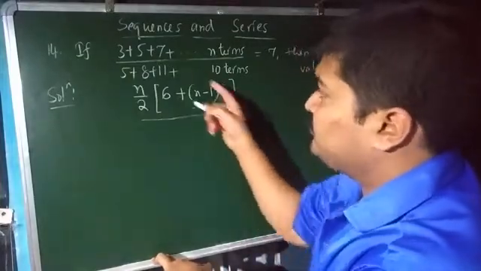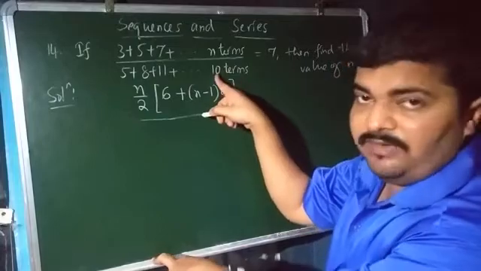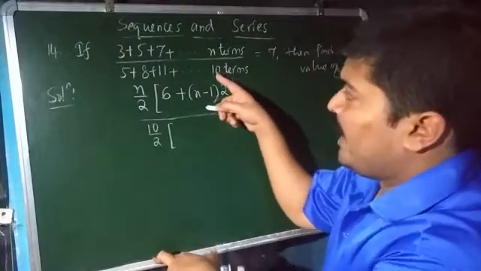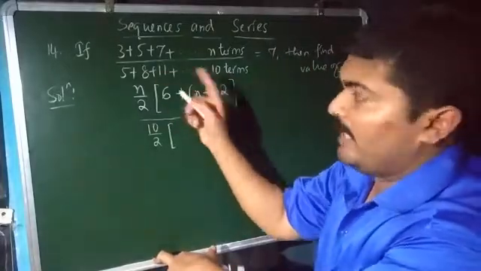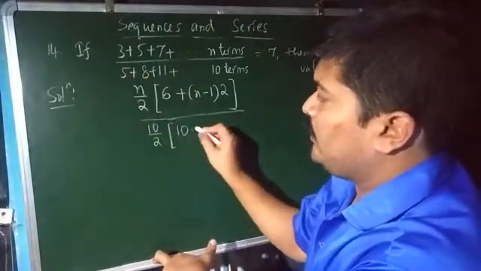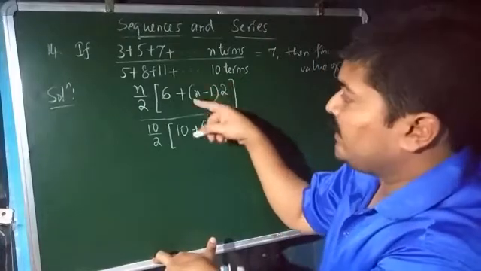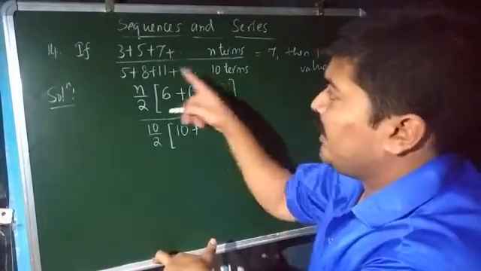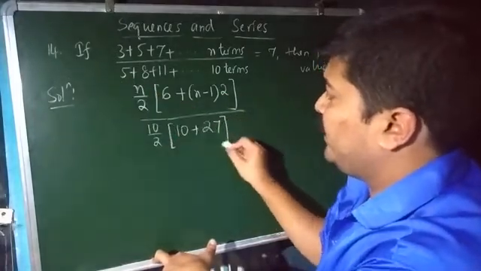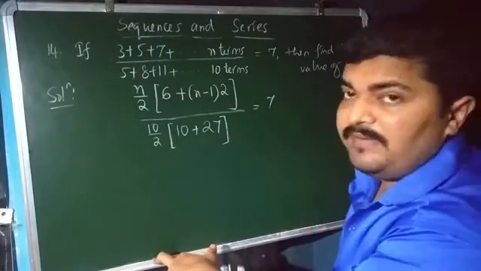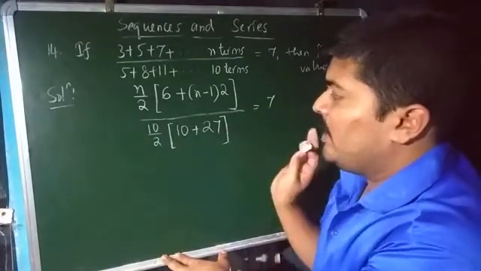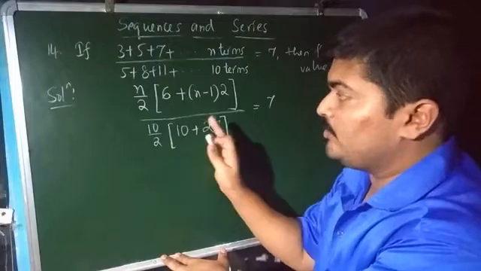The same thing we apply for the other AP with n equal to 10. What are you left with? 10 by 2 into (2 into 5, that is 10, plus 10 minus 1, that is 9, into the common difference). The common difference is 3 here. 9 into 3 is 27, and the ratio is exactly equal to 7. I hope all of you understood how I got these expressions. You are supposed to just remember the formula for the summation of n terms of an AP.